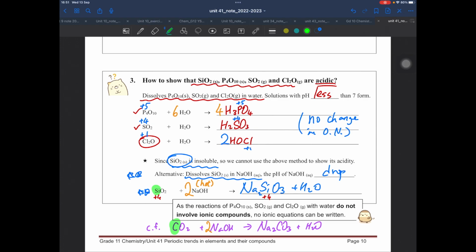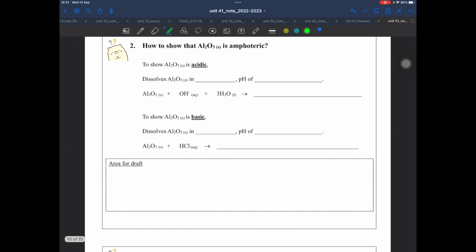So finally, what about the missing part, aluminum oxide? There is some term that is new for you. It's called amphoteric. Yes. So that means it can act as an acid or as a base. Again, please keep in mind, this is insoluble.